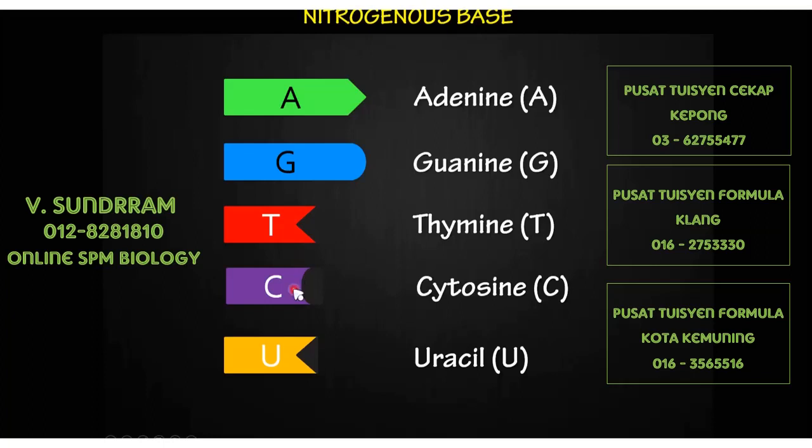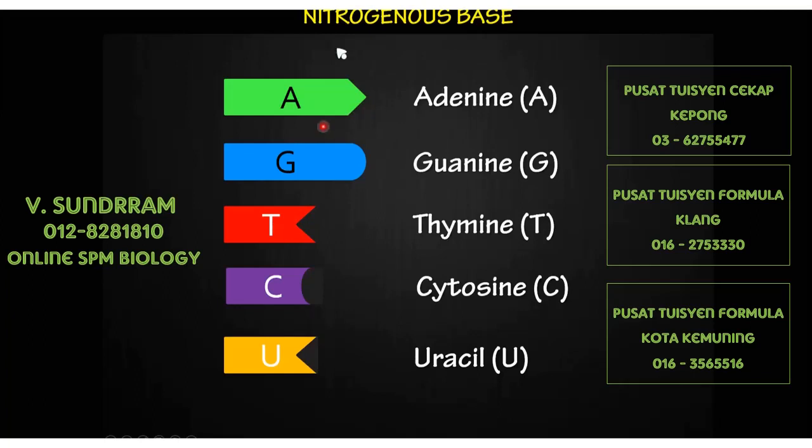Thymine, cytosine, uracil are all 3 shorter, and these 3 are the same size, but they are shorter compared to these 2. And thymine is pointed inwards, cytosine is rounded inwards. Uracil has the same shape as thymine.